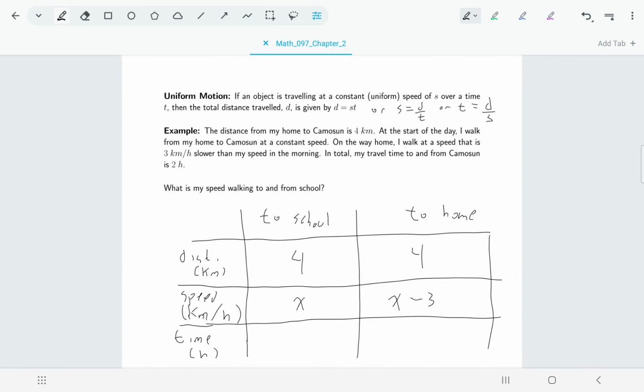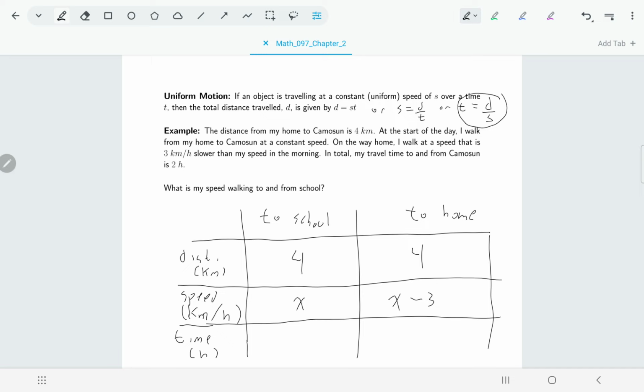And then now the last part, this is sort of the nice part about it, because there's a relationship between distance, speed, and time. If you know two of the things, then you automatically know the third thing. We have something for distance, we have something for speed. And we know that there's this relationship between time and distance and speed.